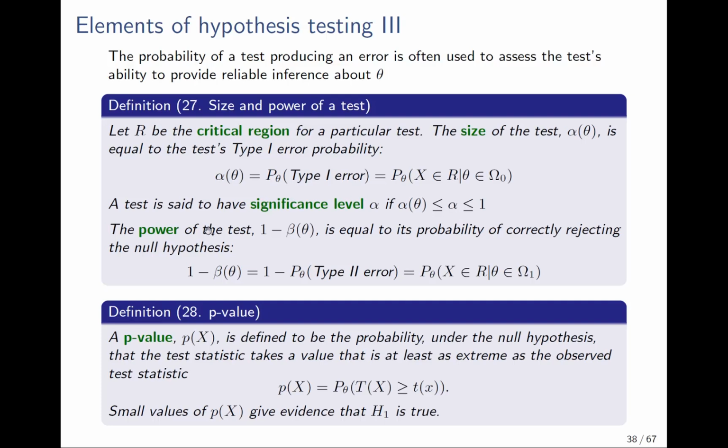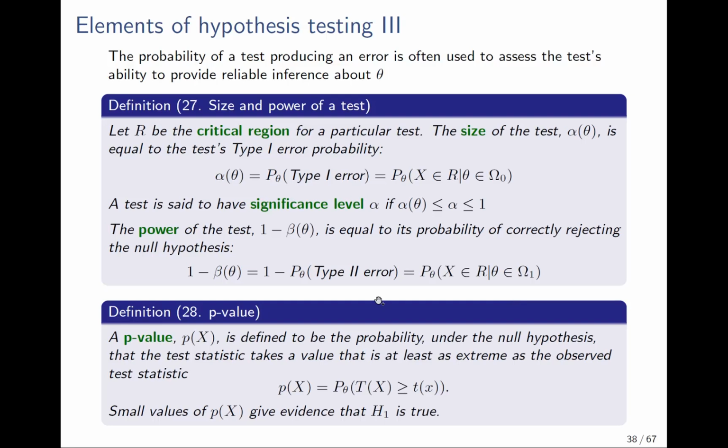Next, the power of a test. The power of a test, 1 minus beta of theta, is equal to the probability of correctly rejecting the null hypothesis. So the power of a test is equal to 1 minus the probability of type 2 error. That is the probability of rejecting the null hypothesis when H1, the alternative hypothesis, is in fact true.